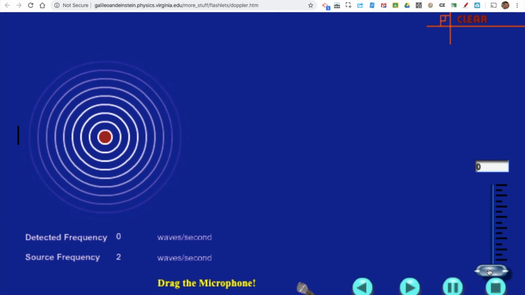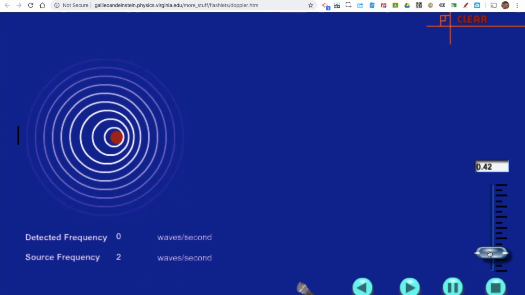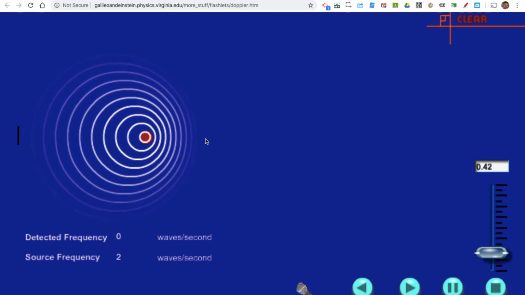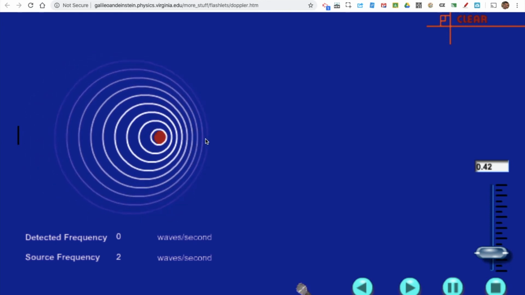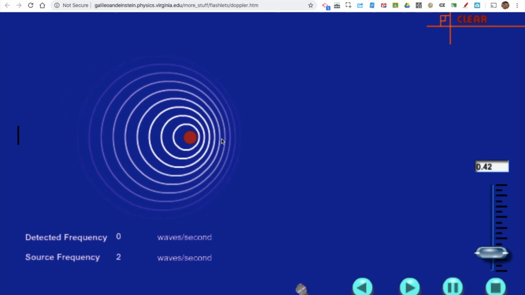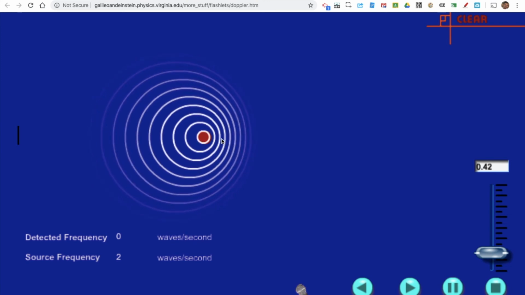But as I start to increase the speed, please note now that the waves are bunched up in front of the source. Or I get the waves more frequently, or I get the waves with a shorter wavelength. The wavelength, again, is the distance between the waves.